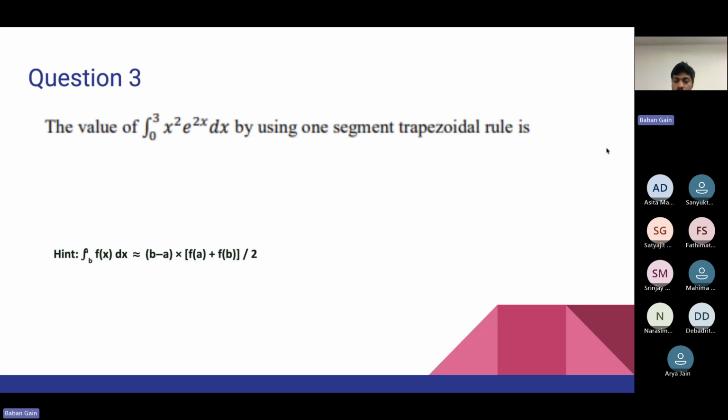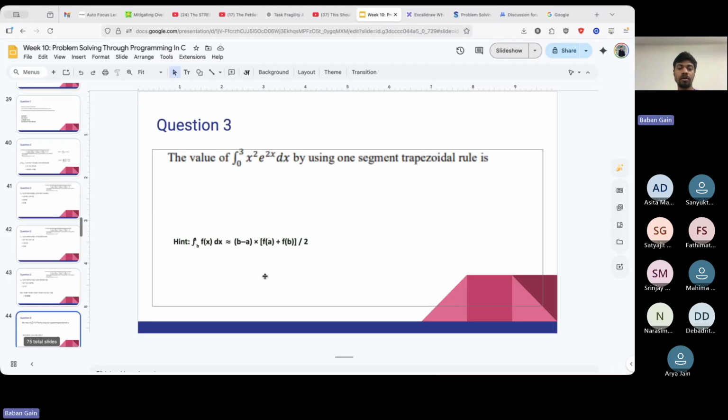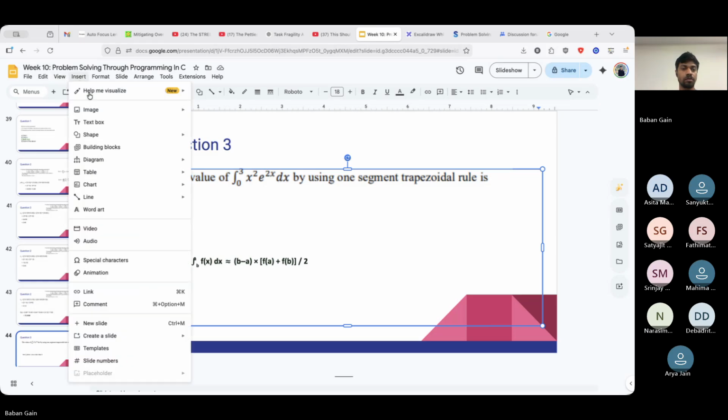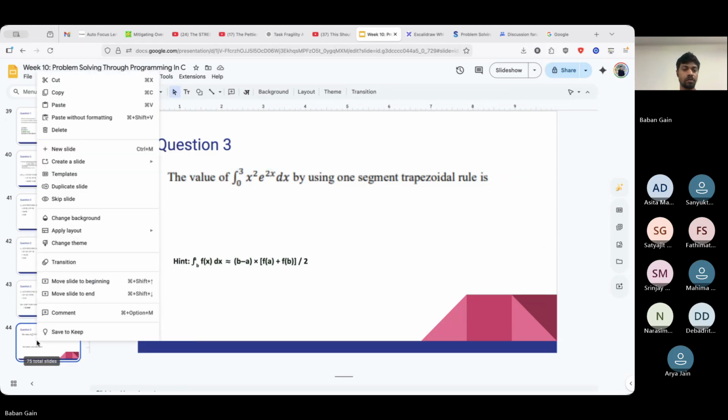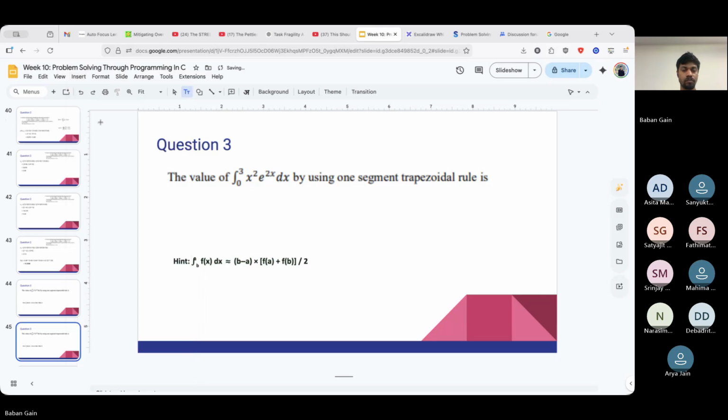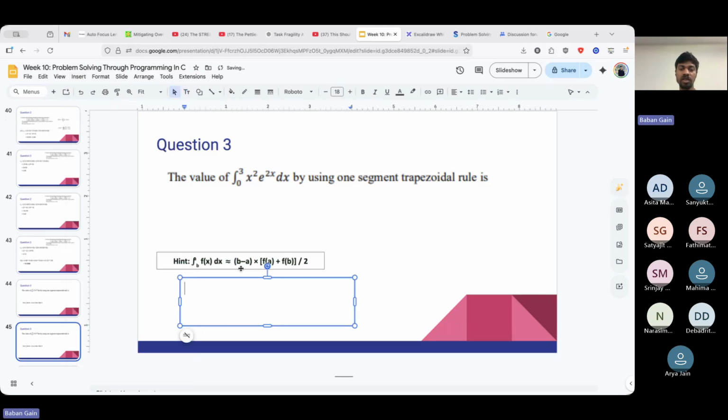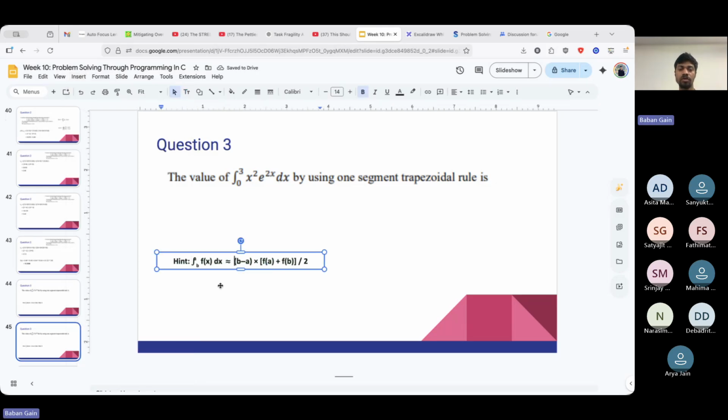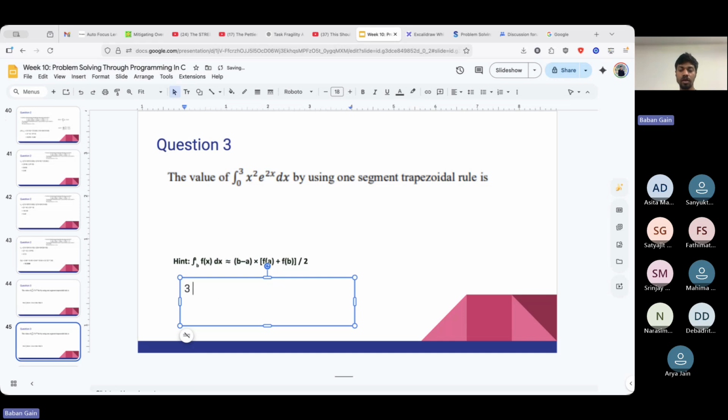B minus A is 3, right? So B is 3, A is 0. So this is 3. Yes. Okay, so let me just write it here only. So I just have to apply this formula, right? This formula. So this is B minus A is 3 multiplied by F of A. What is the value of F of A?